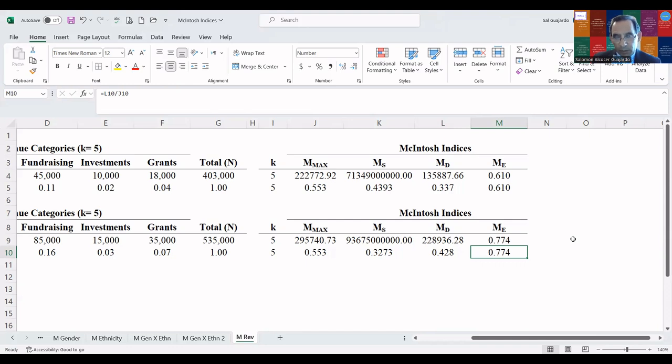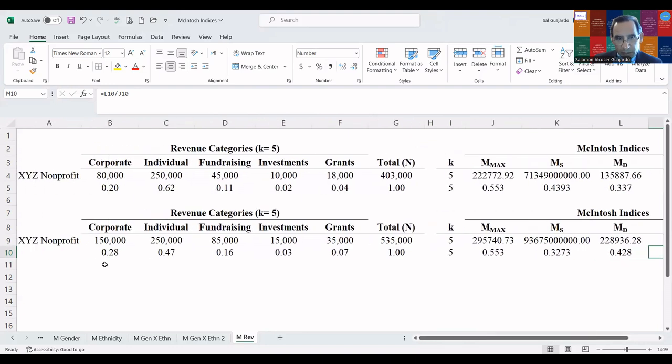of 0.774, indicating that under the new revenue scenario, the organization obtained 77% of the maximum value of diversity possible. And again, that maximum value is 0.553. So if the organization obtains the revenue growth that is anticipated in the revenue scenario, it means that the revenue is very well distributed across all of the possible revenue streams. So that's the application of the McIntosh diversity score, standardized score, to the revenue data that was presented in episode 1 and in episode 2.